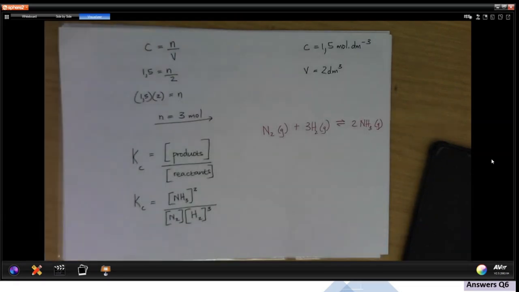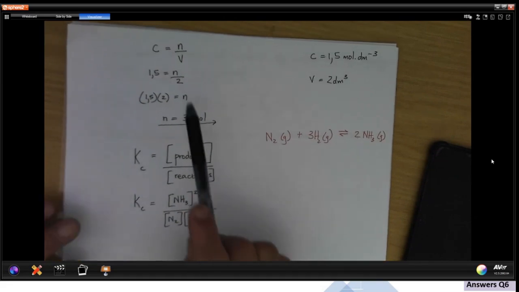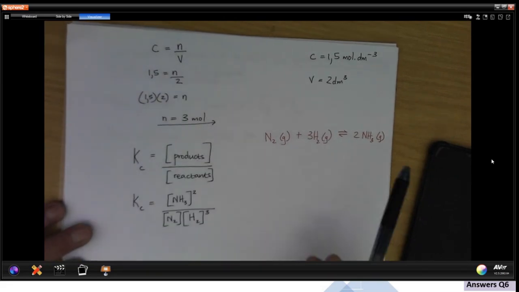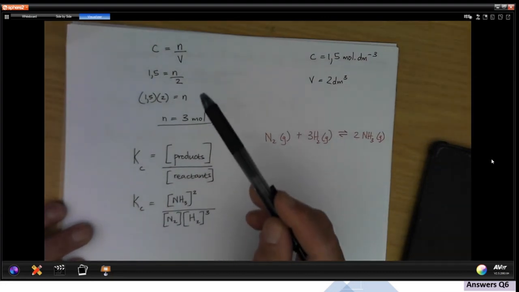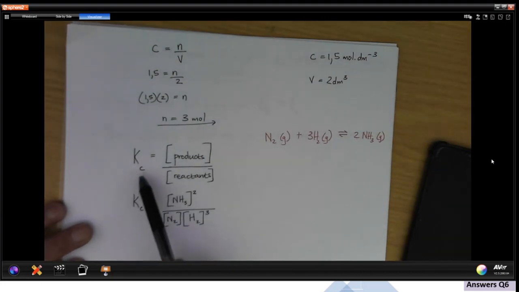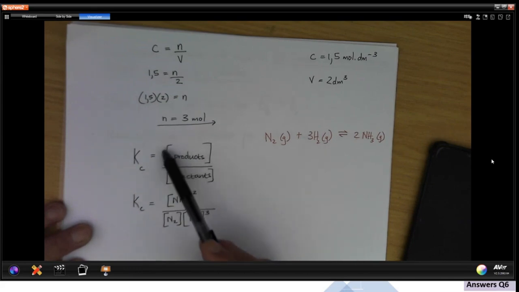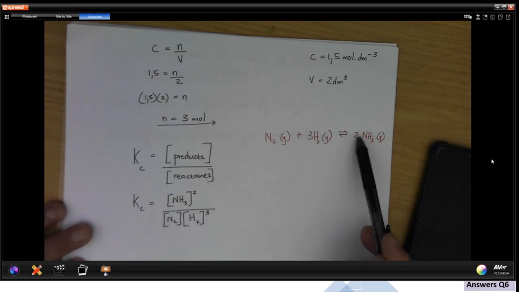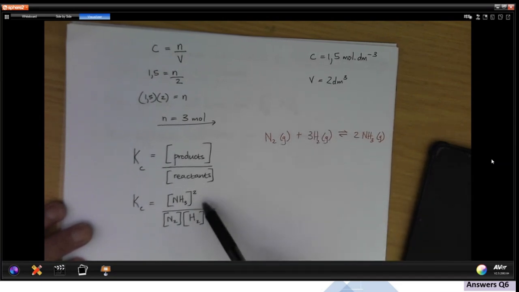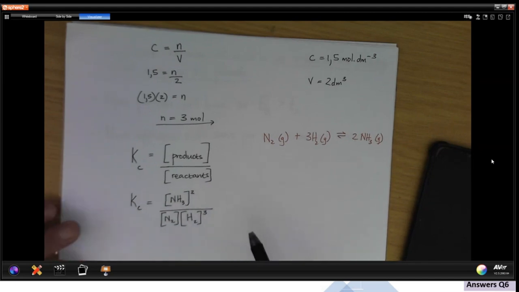Okay. Then I stressed the importance of using this formula in chemical equilibrium. Concentration is equal to the number of moles divided by the volume. And the KC expression is predicated on the concentration of the products divided by the concentration of the reactants. Where you have a balanced equation, remember the moles become the indices or the exponents in the KC calculation as well, right?